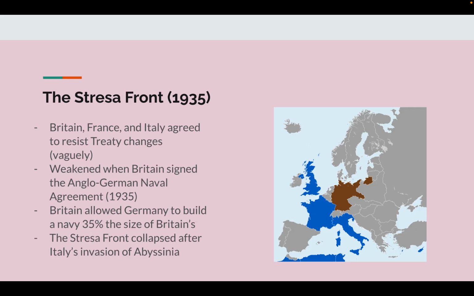The Stresa Front in 1935. Britain, France, and Italy agreed to resist treaty changes. It was weakened when Britain signed the Anglo-German Naval Agreement in 1935, and Britain allowed Germany to build a navy 35% the size of Britain's. The Stresa Front collapsed after Italy's invasion of Abyssinia.